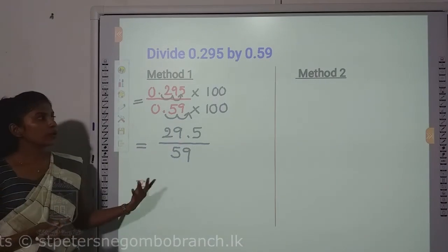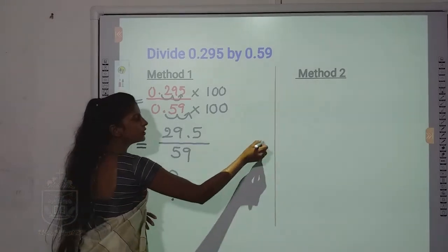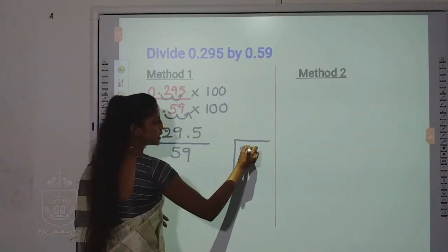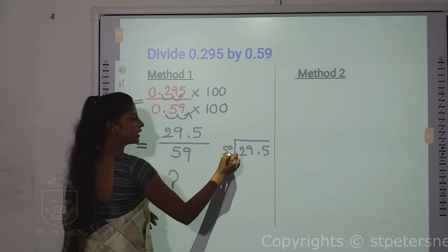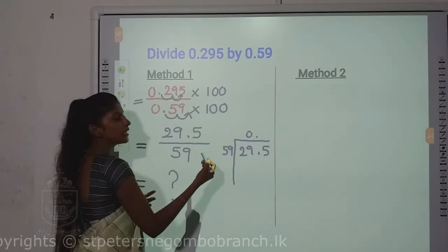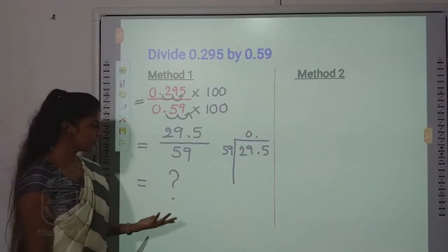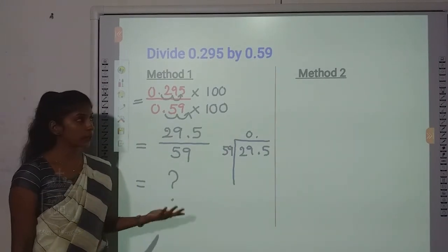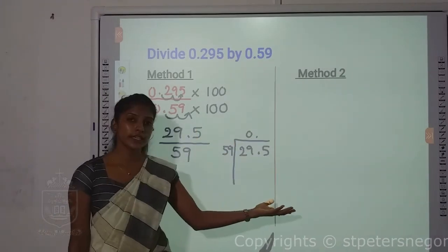I hope you can get the answer. Divide and get the answer, just like normal division. Divide 29.5 by 59. For 29 you have nothing, so divide, keep the decimal point and check how many 59s are there inside 295. So you can get the answer. This is method 1, and you can get the same answer from the second method also.